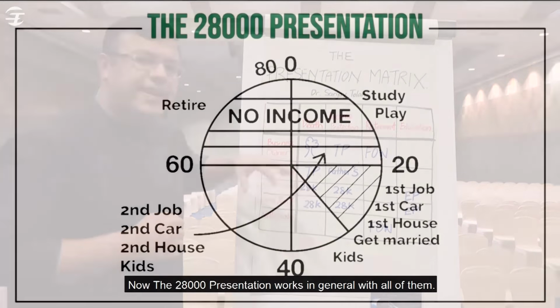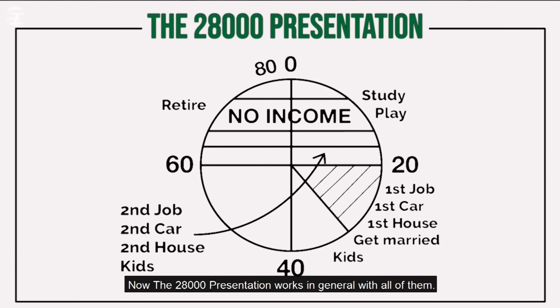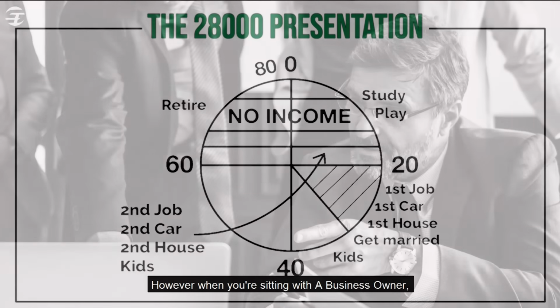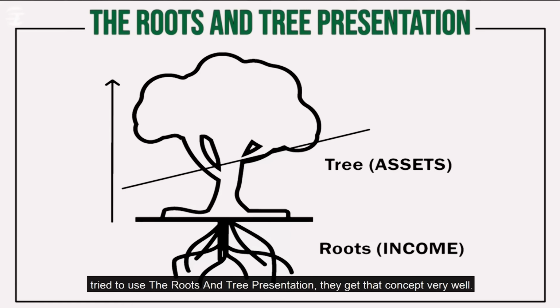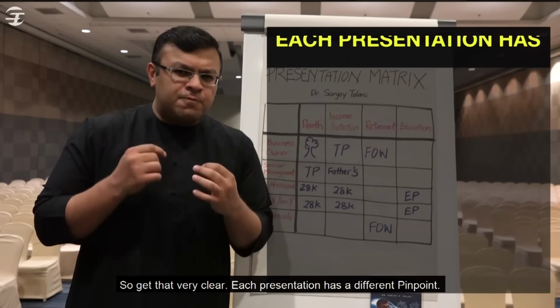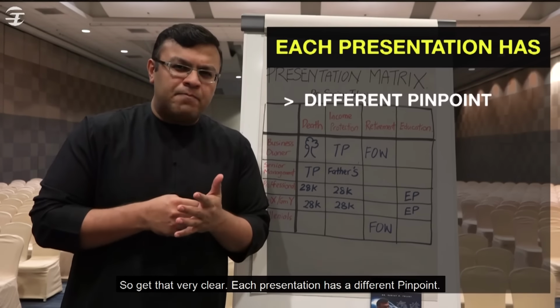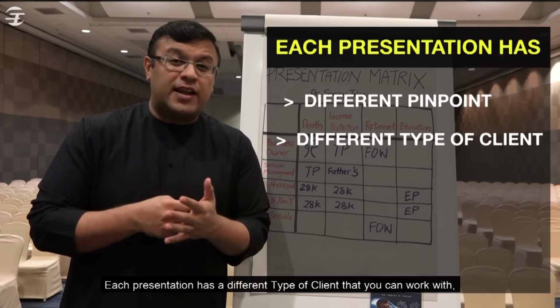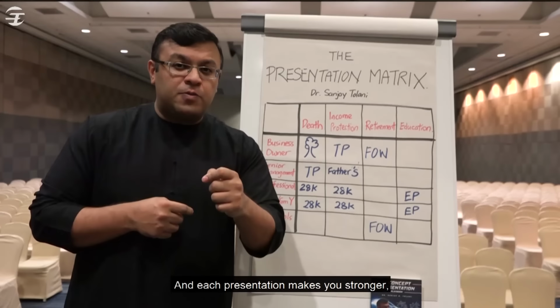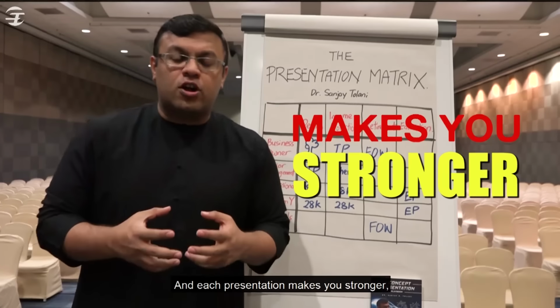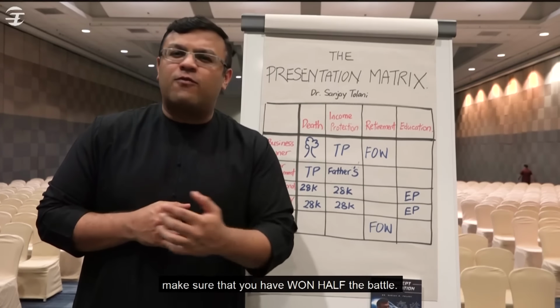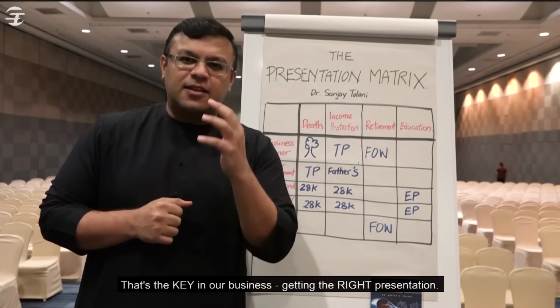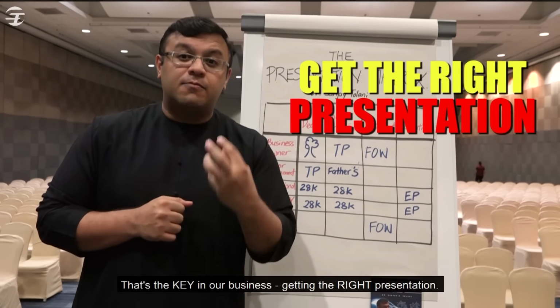Now, the 28,000 presentation works in general with all of them. However, when you're sitting with a business owner, try to use the roots and tree presentation. They get that concept very well. So get that very clear. Each presentation has a different pain point. Each presentation has a different type of client that you can work with. And each presentation makes you stronger. Because the key to getting the right presentation, make sure that you have won half the battle. That's the key in our business, getting the right presentation.